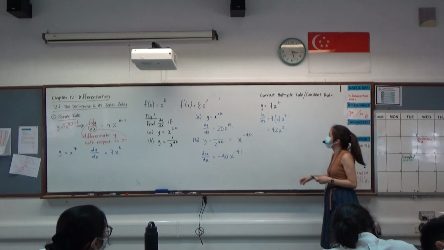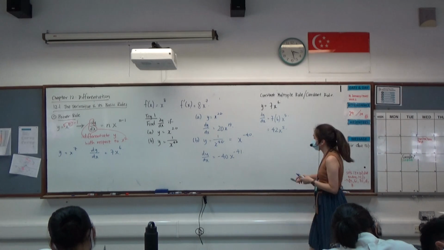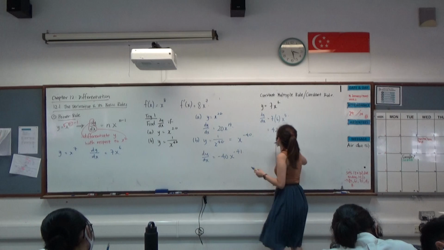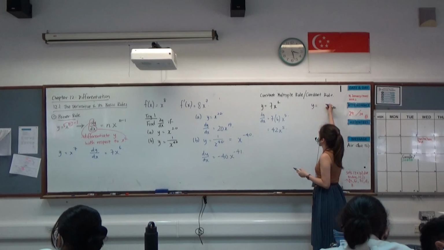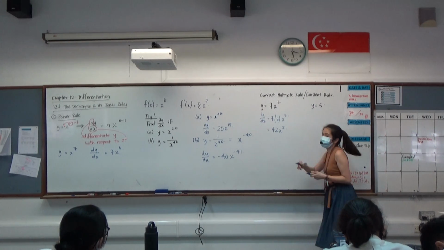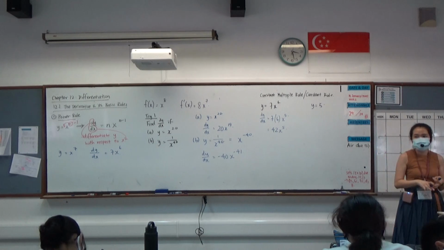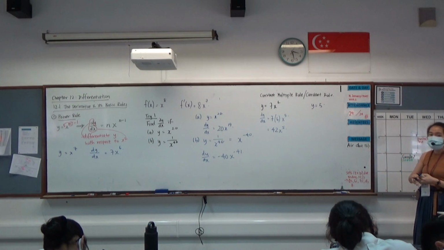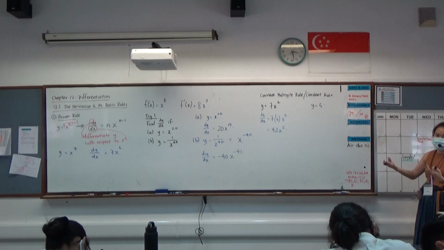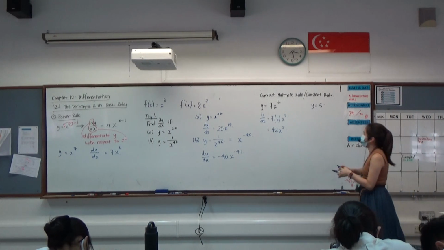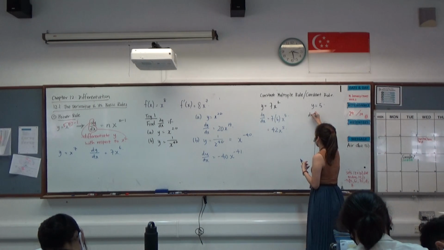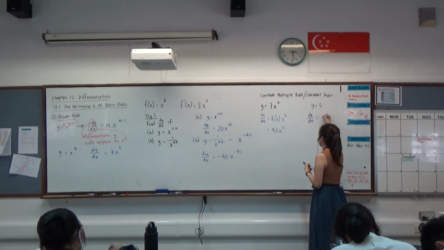Then after that, the constant rule. For the constant rule, we have, let's say, y equals 5 itself. Then how do we go about differentiating, because there is no x in it? Our derivative dy over dx would be 0.